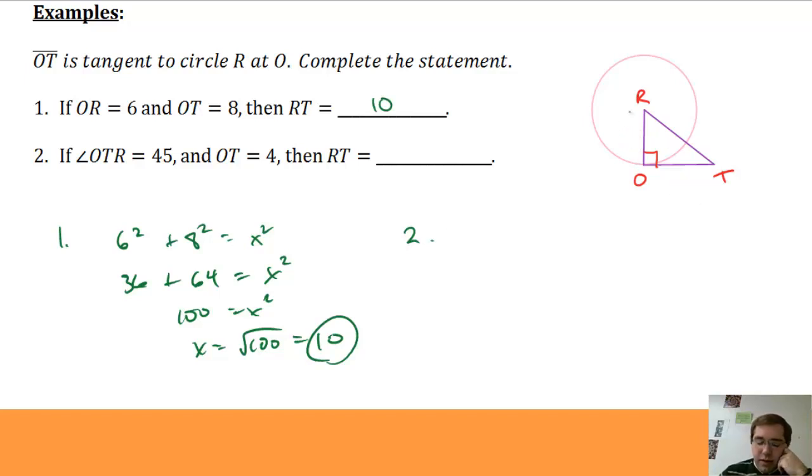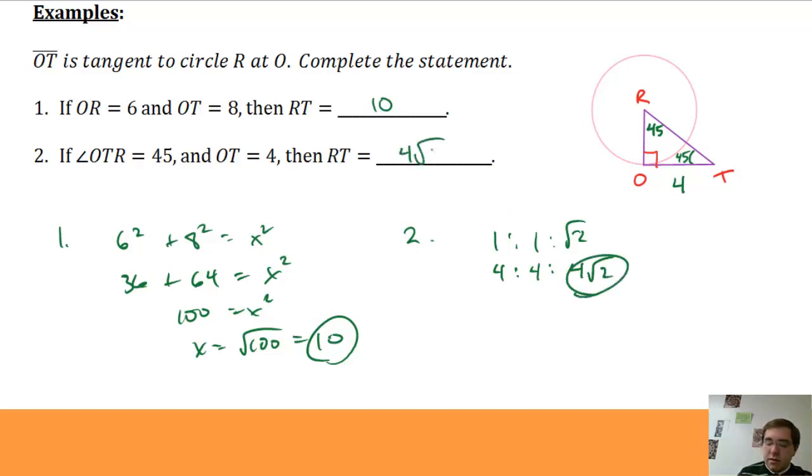Number 2, let me erase my 6 and 8. If angle OTR is 45 degrees, and OT is 4, what is RT? Well, if angle OTR is 45 degrees, we've got a 45-45-90 triangle. OT is 4, that's the leg. We've got 1, 1, radical 2. OT is 4, RO, the other leg, is 4, and the hypotenuse is 4 radical 2. So that is RT, 4 radical 2.